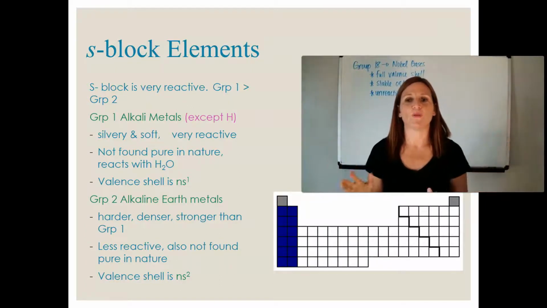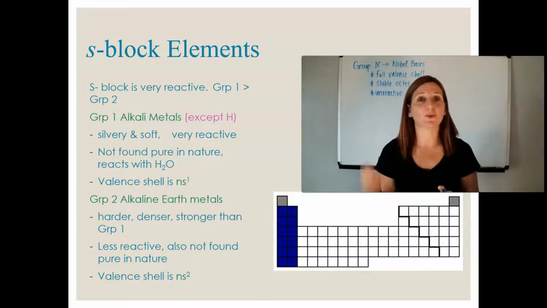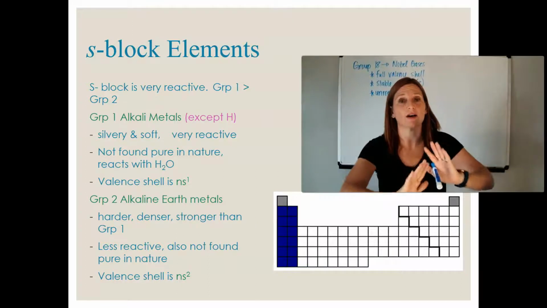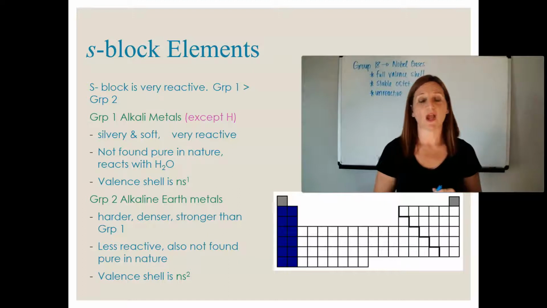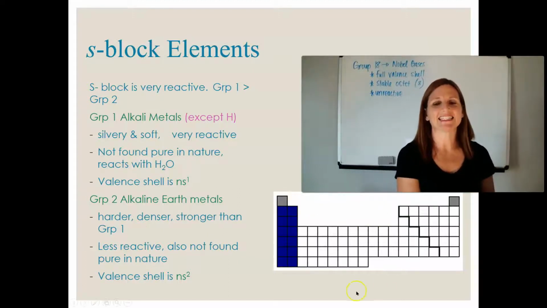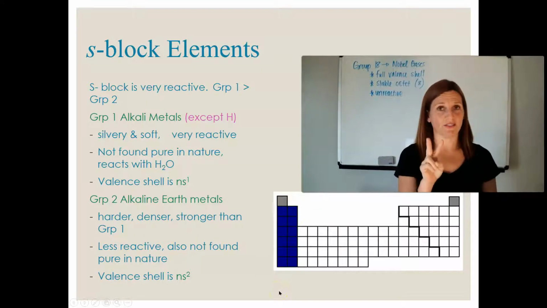They react, what we call violently, with water. They're going to react really strongly with water. Because water has oxygen, they're going to give water all of their electrons. Group 2 is slightly less reactive, slightly harder, denser, and stronger than group 1. Group 2 are called the alkaline earth metals. So group 1, alkali metals, group 2, alkaline earth metals, and group 2 has 2 electrons in their valence shell.